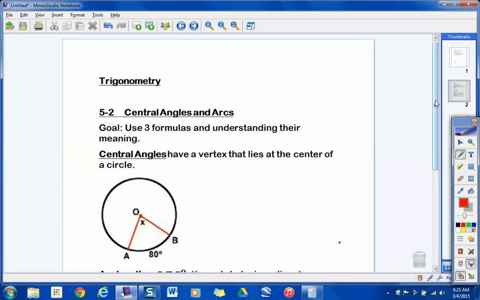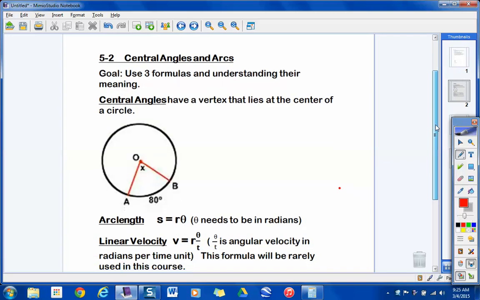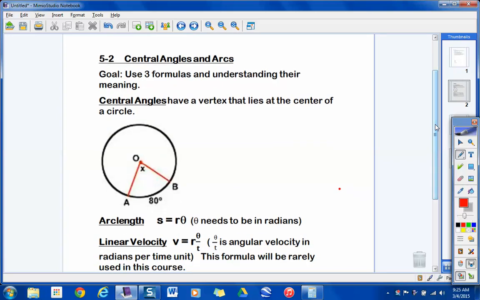All right, hey, yeah, 5.2, we're going to start looking at what we call central angles and arcs today. Goal-wise, you're going to be talking about 3 formulas and understanding their meaning and what they have to do. So a little bit of vocab here today and some formulas. This section is really pretty easy.